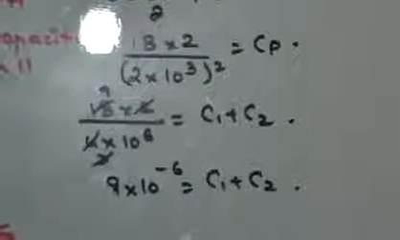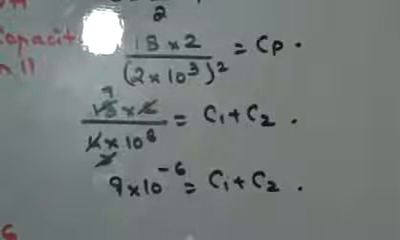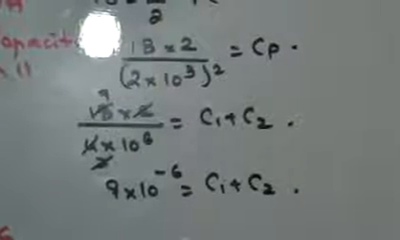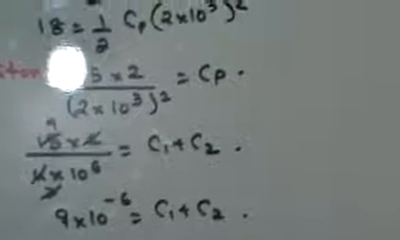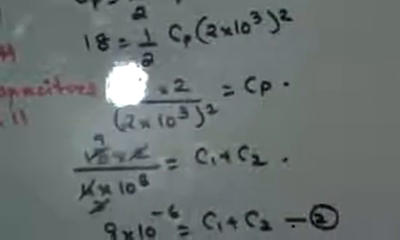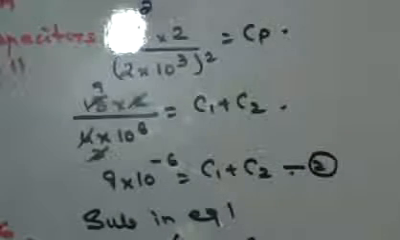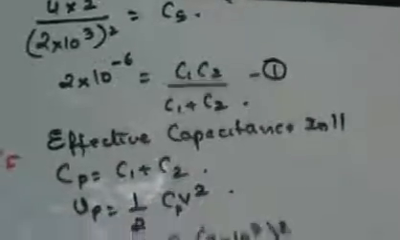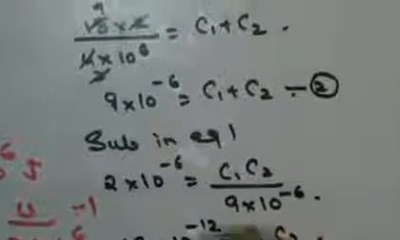Now I have the value of capacitance in series as well as capacitance in parallel. Now substitute this value in equation 1, in which I get 2 into 10 raised to minus 6 is C1 C2 upon 9 into 10 raised to minus 6. So in that case you will get 18 into 10 raised to minus 12 is C1 C2.